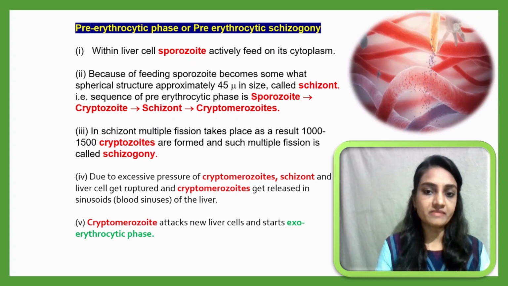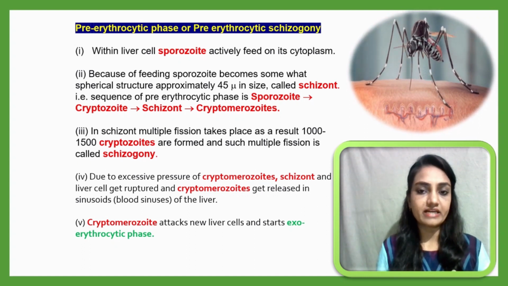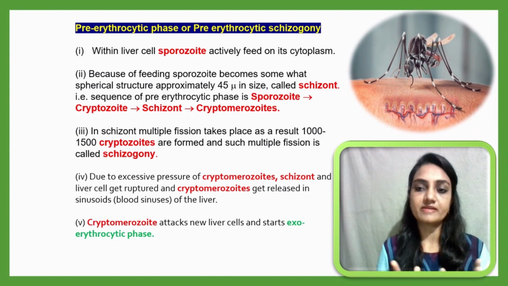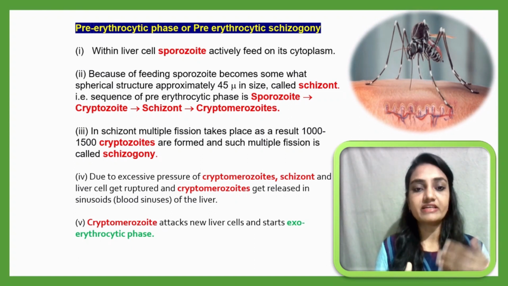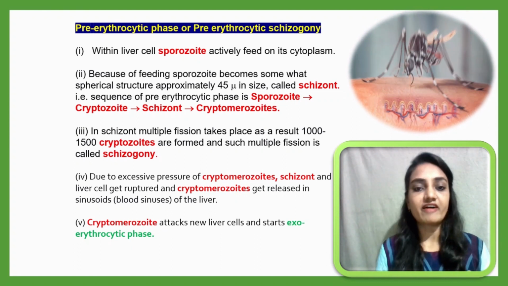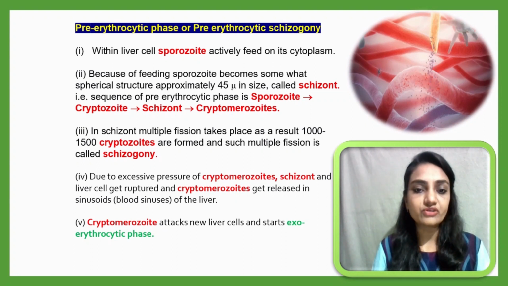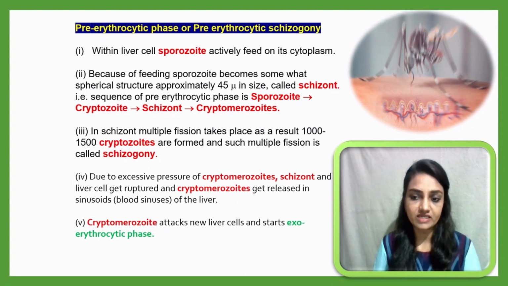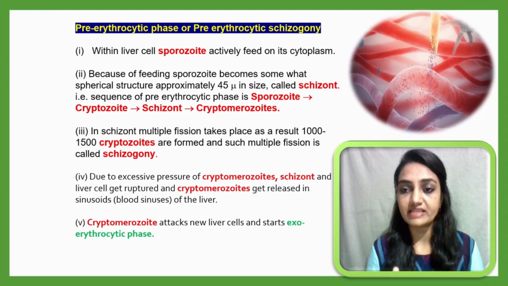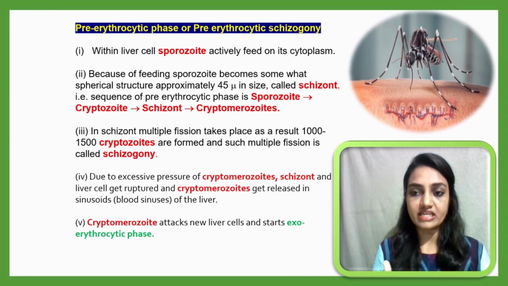And what happened is that the sporozoite will further complete their life cycles and all the cell cycles. Then they will convert into cryptozoites, then into schizonts, and after that they will grow and convert into cryptomerozoites. So finally, the sporozoite will convert into cryptomerozoites. These are the stages of Plasmodium inside the human body, especially in the liver cell.